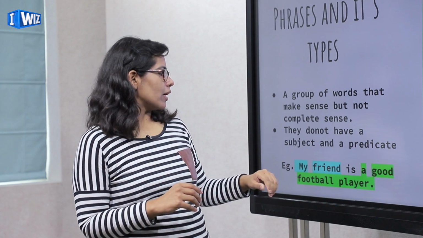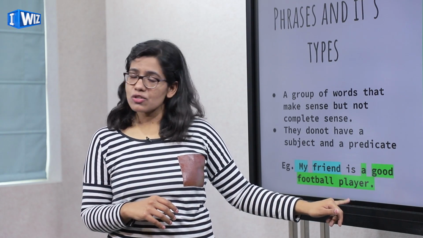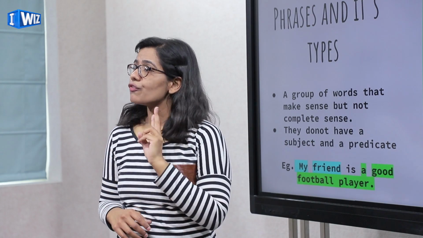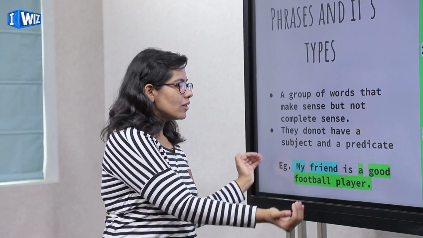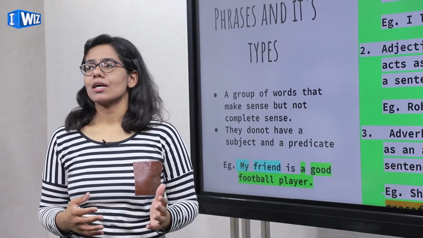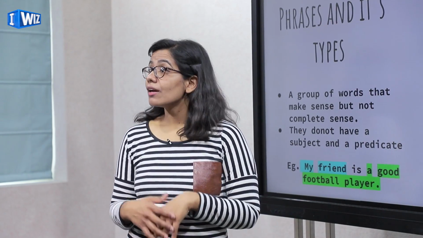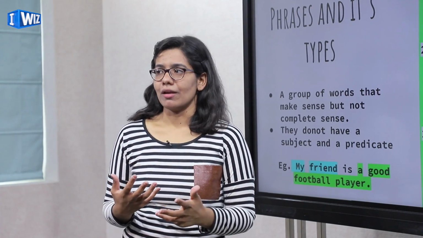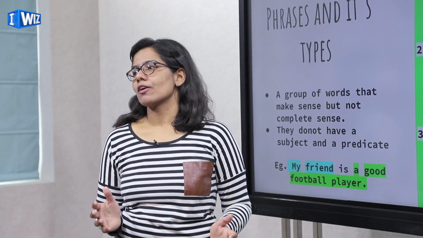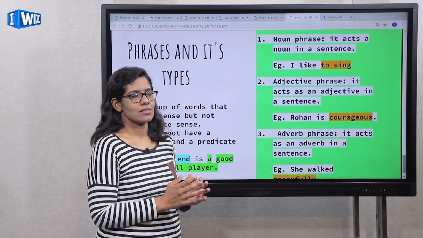Like we have an example here. My friend is a good football player. In this, my friend and a good football player are two phrases, okay? Together they will make sense, but independently they will not make complete sense. My friend, a good football player, right? You can see that it's incomplete. So independently, phrases cannot exist. They have to be in a sentence.